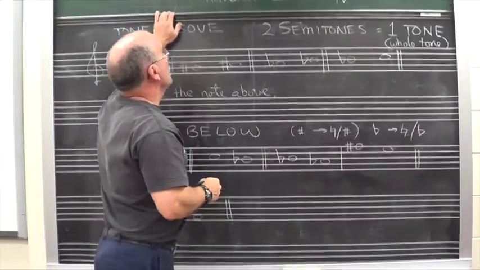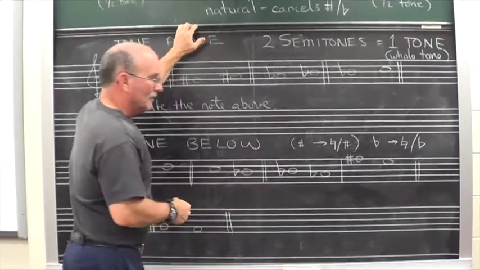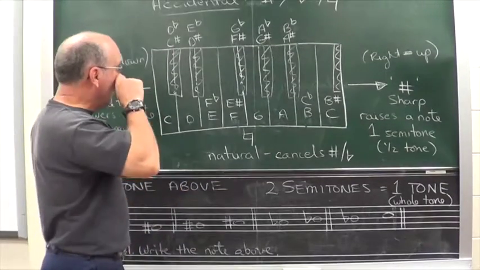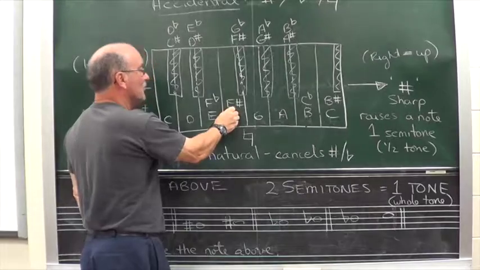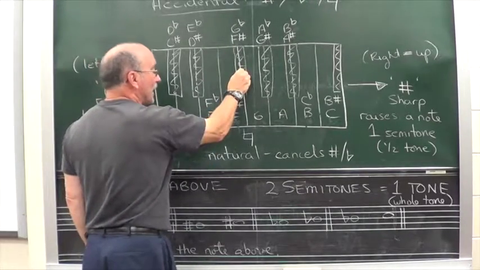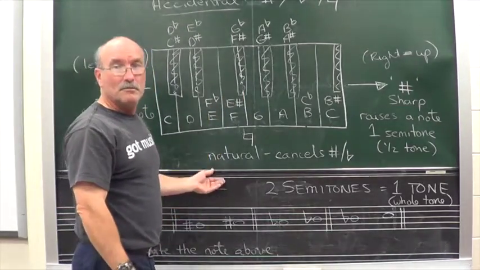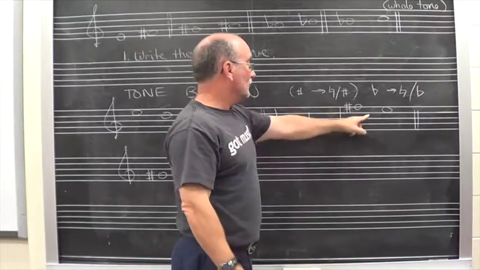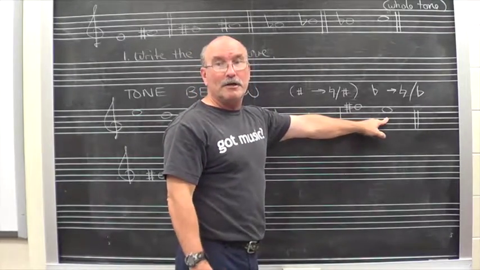Next one. The note is F sharp, and we're going to E something to make it a tone below. Well, here's F sharp. To F is a semitone. To E is another semitone because there's no black key in between. So therefore from F sharp to E is a tone. Well then guess what? We don't have to do anything. It's already done. F sharp to E is already a tone.